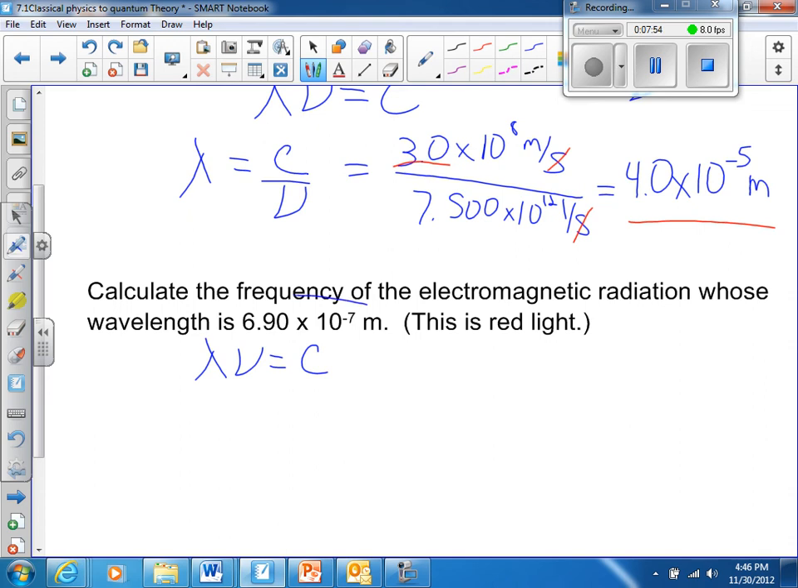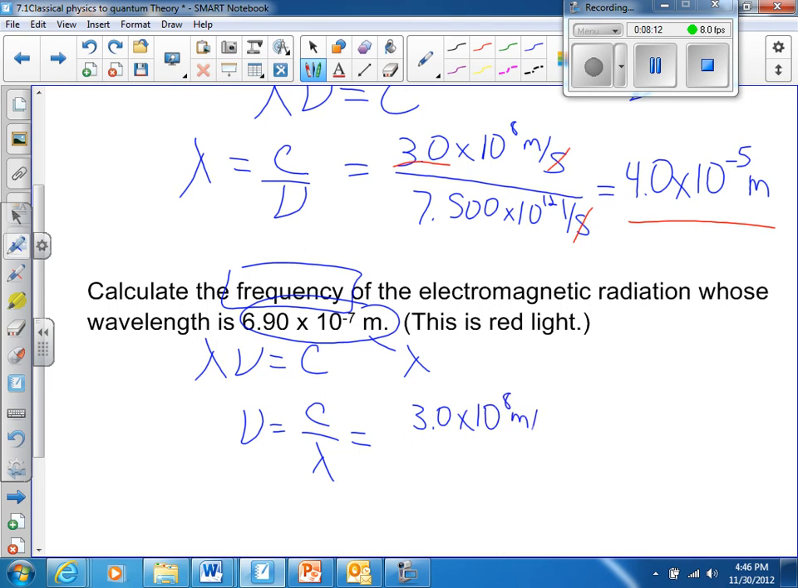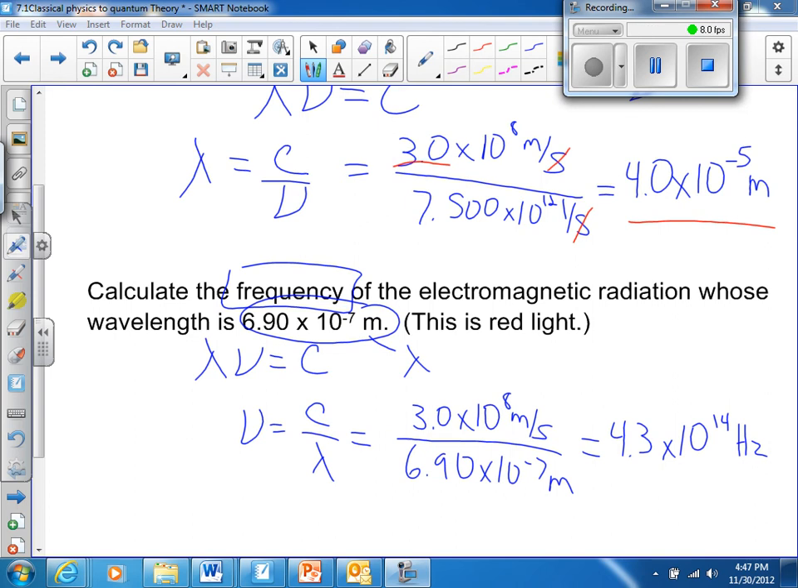Okay, this time we are given the wavelength, that's lambda, and we're asked to find the frequency. So I'm going to isolate the frequency, c over lambda, and I just plug in my values. It's very easy, very straightforward. So speed of light is constant, 3.0 times 10 to the 8th meters per second. Lambda, 6.90 times 10 to the minus 7 meters. And I get a frequency of 4.3 times 10 to the 14th hertz.